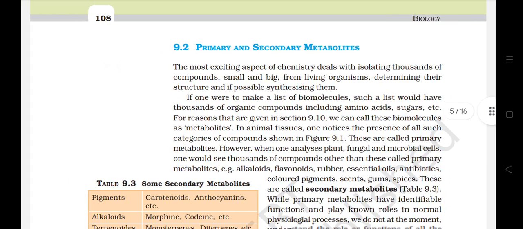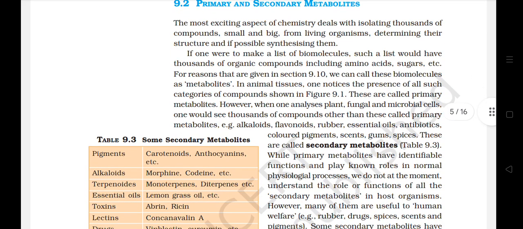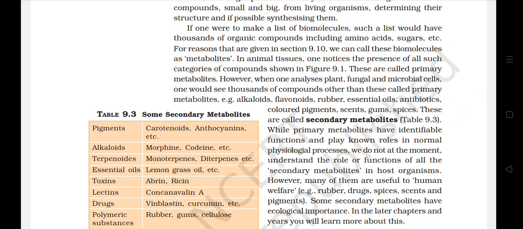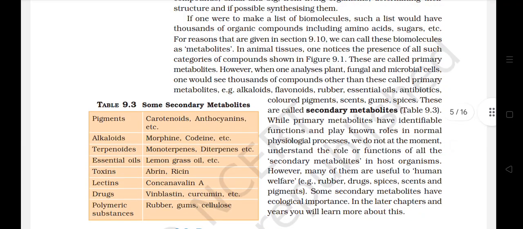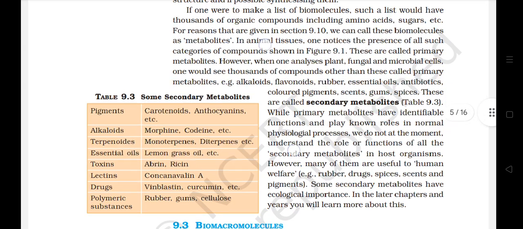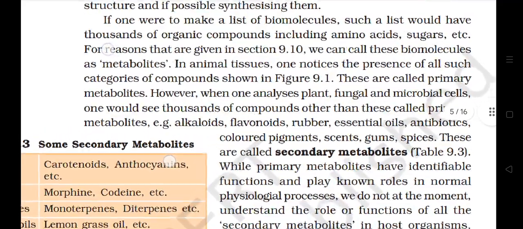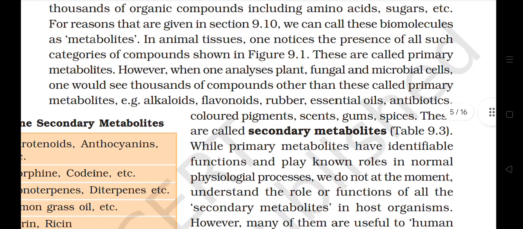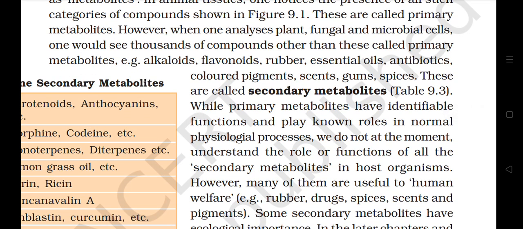9.2 Primary and secondary metabolites. Most exciting aspect of chemistry deals with isolating thousands of compounds, small and big, from living organisms, determining their structure and, if possible, synthesizing them. If one were to make a list of biomolecules, such a list would have thousands of organic compounds, including amino acids, sugars, etc. For the reasons that are given in section 9.10, we can call these biomolecules metabolites. In animal tissue, one notices the presence of all such categories of compounds shown in figure 9.1. These are called primary metabolites.